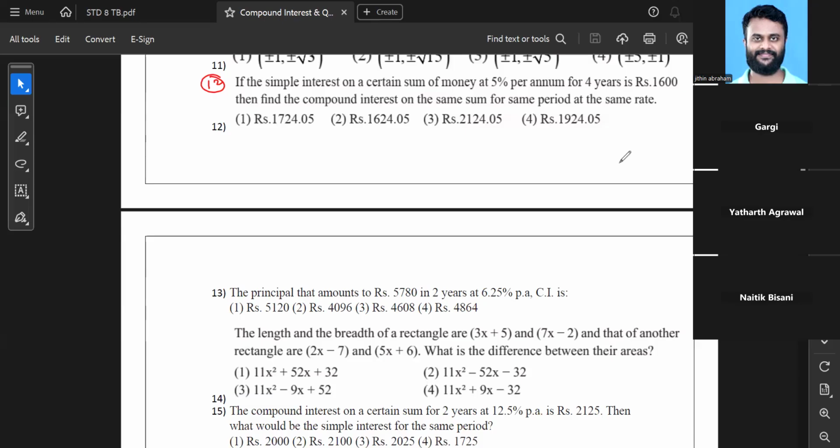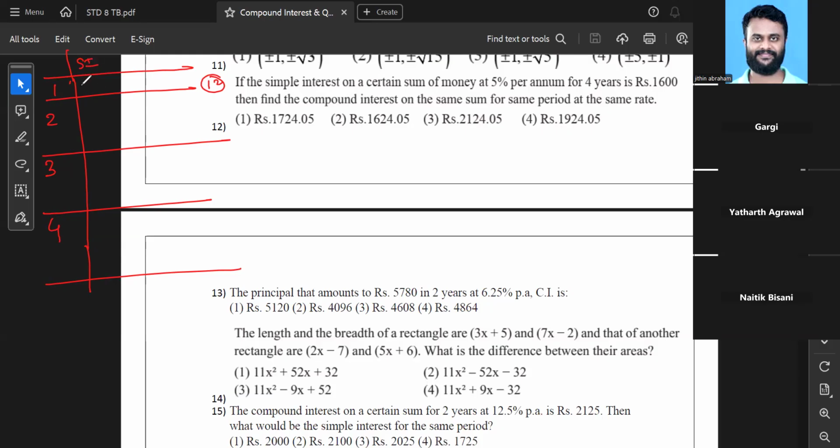So again, you can go for any logic, but I would definitely prefer the logical approach rather than the formula approach, because the formula one is going to be lengthier. I'm not going to solve using the formula. I'll be using the logical approach itself. So first year, second year, third year, fourth year. Simple interest: first, 1600 divided by 4. 4 years में divide करना है ना. So each year it will be 400 itself.